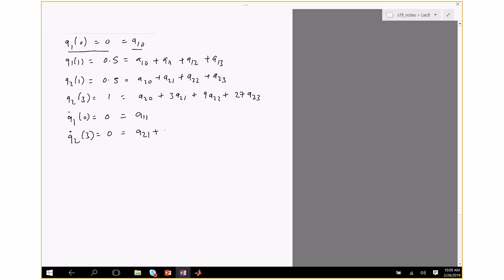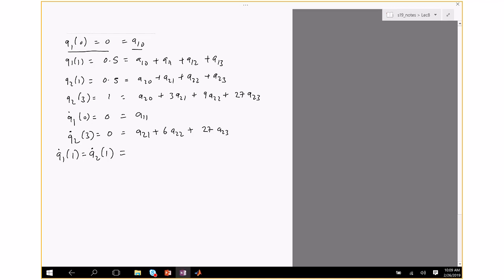a21 plus 6a22 plus 27a23. We still have 2 conditions more. One is for the velocity, q1 dot at 1 equals q2 dot at 1, that is ensuring that the velocity is continuous.